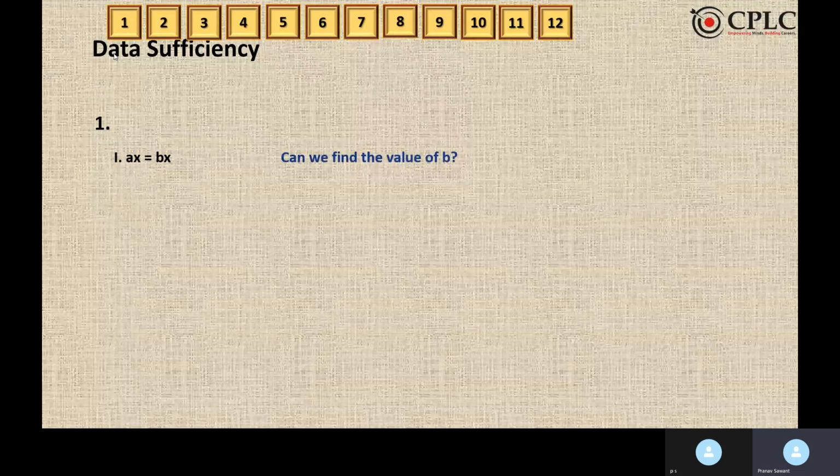First statement says AX is equal to BX. Now, can we find out a numerical value of B? No, we cannot. X and X will get cancelled and we'll be left with A is equal to B. Do we know the value of B? No. Do we know the value of A? No. That means by using first statement, we cannot answer the question.